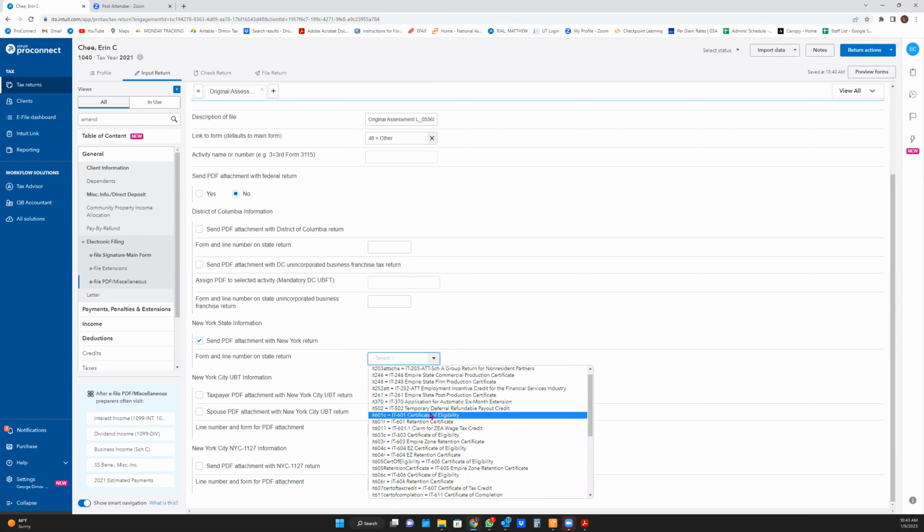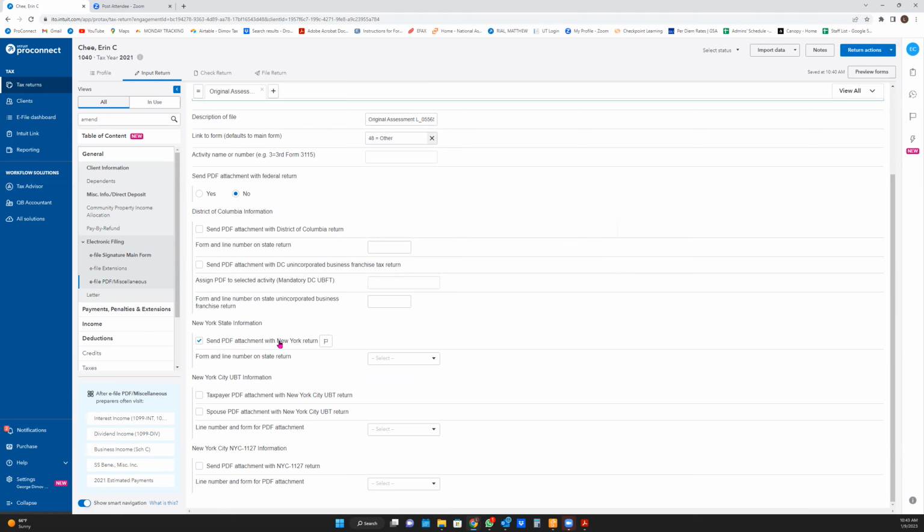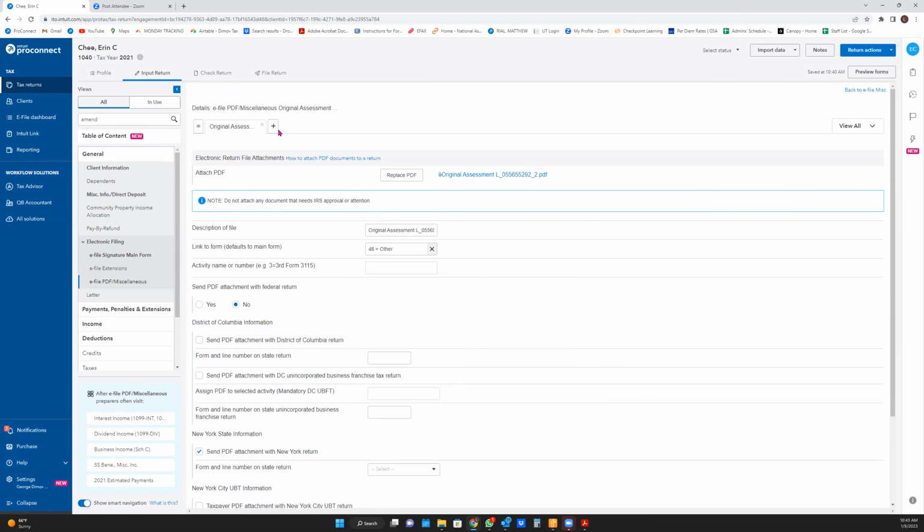Well, none of these actually apply. We're going to leave it blank. Okay. So we're just going to send this as an attachment. All right. We're not going to send it with the federal tax return, but we're going to send the PDF attachment with New York. Now, whichever tax return you want to send this attachment with, that's how you'd mark it.